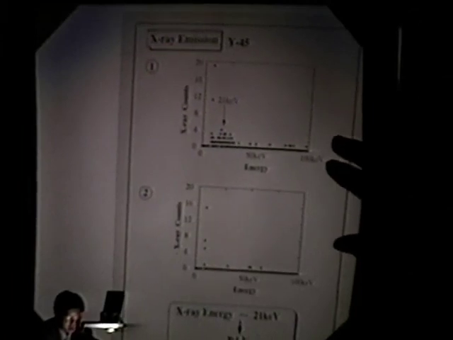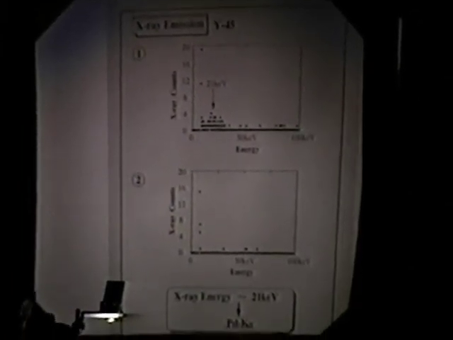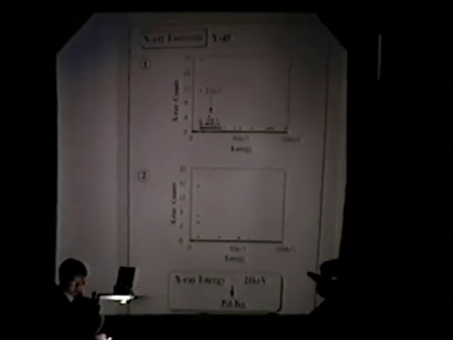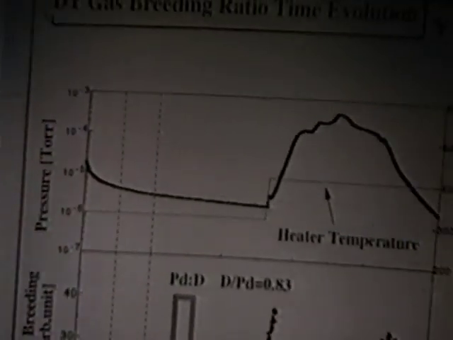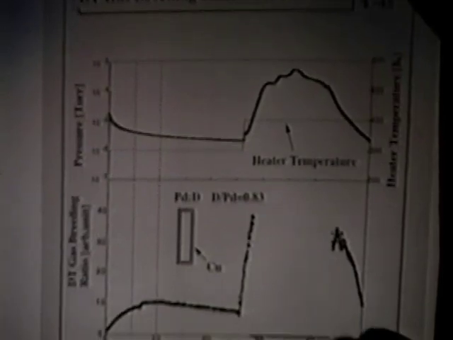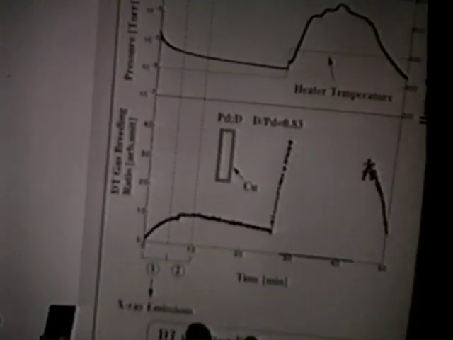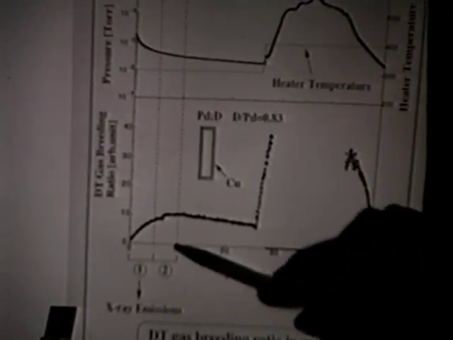This is X-ray emission data. This is the energy spectra for X-ray detection. In the upper figure, an energy spectrum during period 1. Period 1 means just after the beginning of evacuation. And the lower energy spectrum, period 2, corresponds to this period.